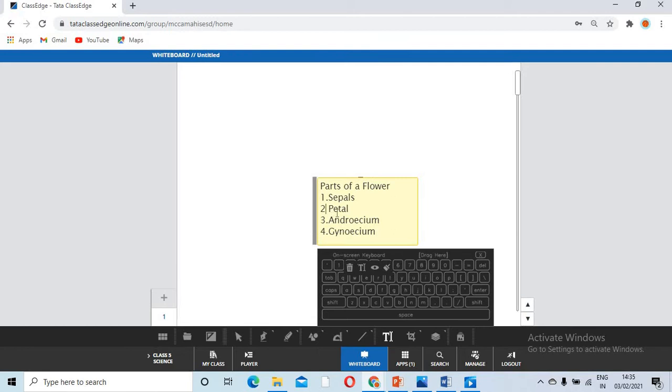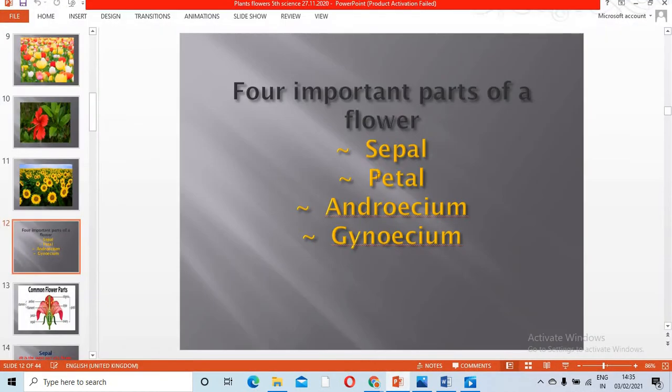So first let me show you a presentation where I will explain each part to you. This slide shows you the 4 important parts of a flower: sepal, petal, androecium and gynoecium. Now, sepal is the green part. It is the first whorl, the outermost whorl in a flower. It is green in color, and it plays a very important role in protecting the bud at a very early stage. First the sepal will open, and then the full flower will open.